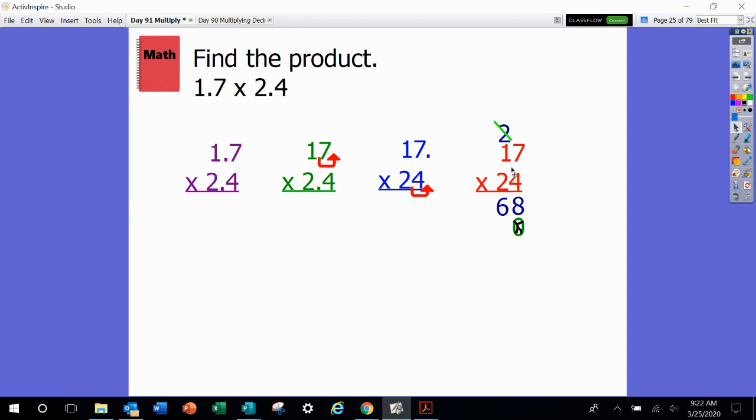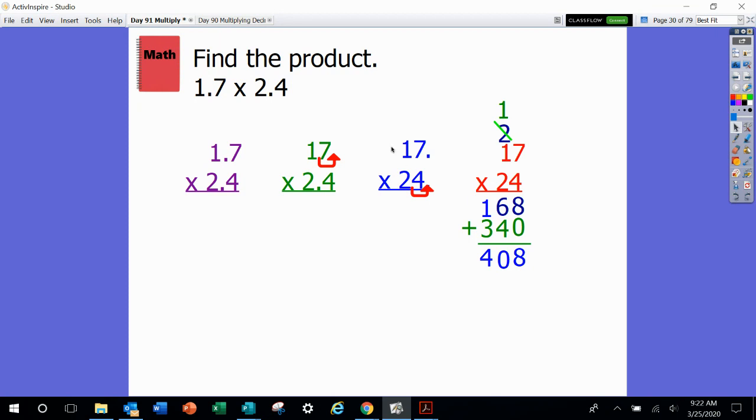Let's go ahead and now multiply the 2 by each place value. 2 times 7 gives me 14. Here's my 1. Here's my 4. 2 times 1 gives me 2. And 2 plus that 1 gives me 3. Let's go ahead and add these down. 8 plus 0 is 8. 6 plus 4 is 10. 1 plus 3 is 4. Now, is this my final answer?